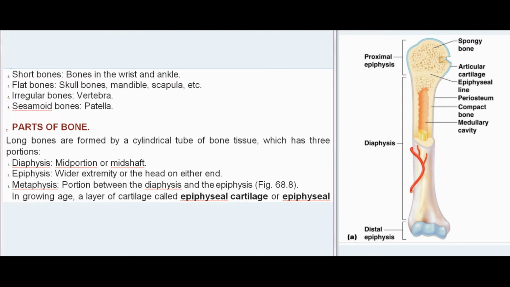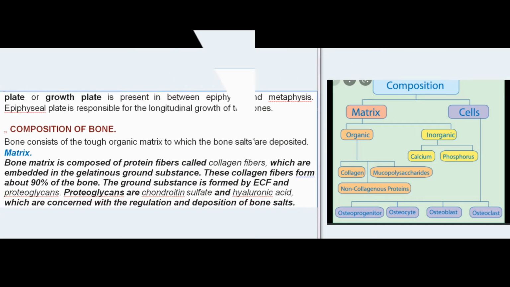Parts of bone. Long bones are formed by a cylindrical tube of bone tissue, which has 3 portions: diaphysis, midportion or midshaft; epiphysis, wider extremity or the head on either end; metaphysis, portion between the diaphysis and the epiphysis, Fig 68.8. In growing age, a layer of cartilage called epiphyseal cartilage or epiphyseal plate or growth plate is present in between epiphysis and metaphysis. Epiphyseal plate is responsible for the longitudinal growth of the bones.